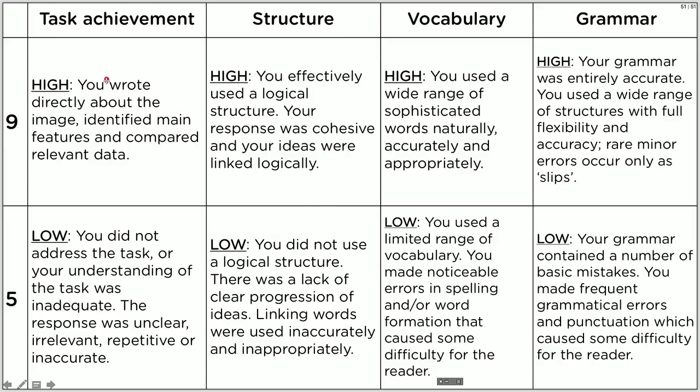Let's have a little think about the scoring before you practice. Task achievement, I've written directly about that image. I've identified the main features and I've compared relevant data. By main features, what that means is you look at those graphs and you find the most interesting, significant, the data that stands out the most. Okay, what's interesting when you look at that? China was interesting. Other Europe was tiny, that was interesting. So that's the stuff that you want to talk about. And then of course you do the comparisons between the years.